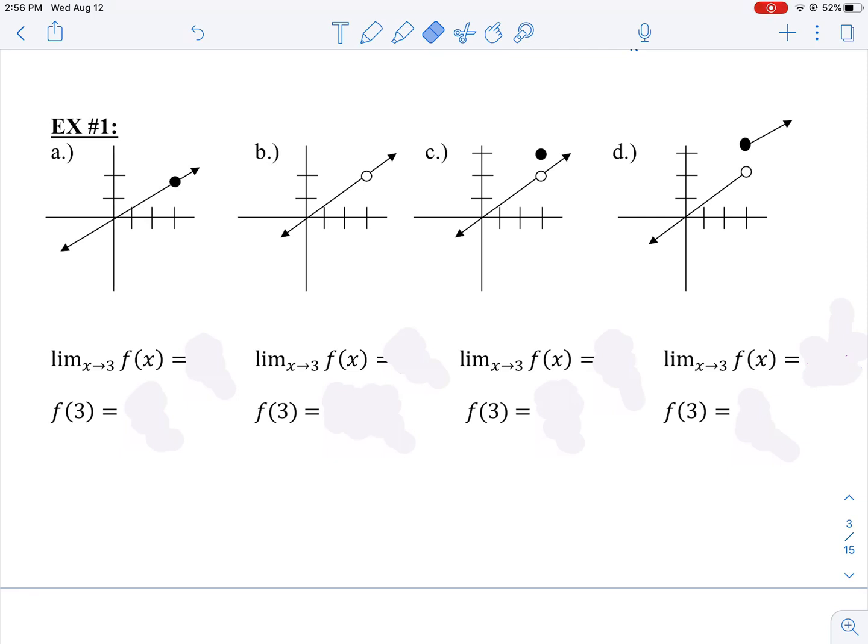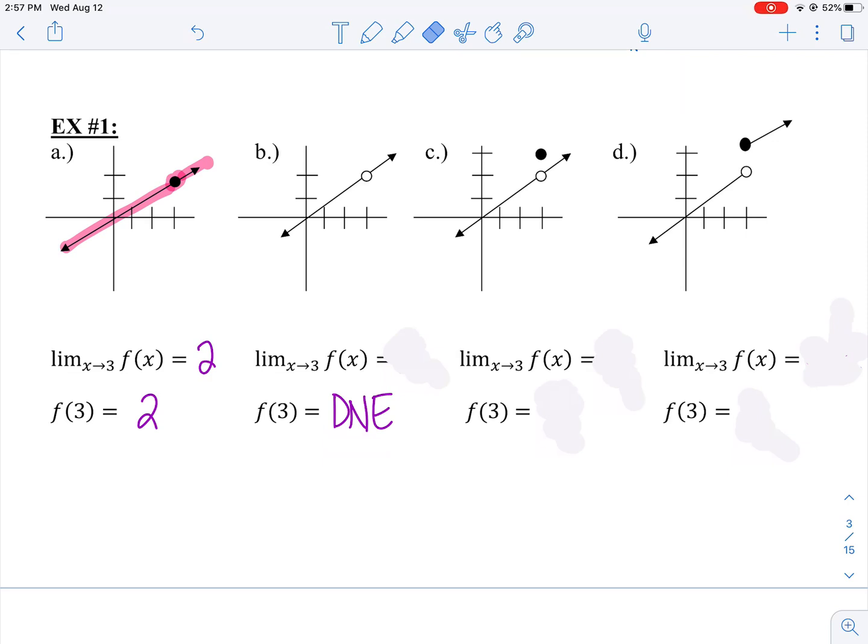All right, looking at example number 1a, the limit as we approach 3. So I'm approaching from the left, you're approaching from the right. It looks like we're going to be together right there at 2. Since there is a dot at 2, f of 3 is also 2. So the answers end up being the same. Look at b though. F of 3 does not exist.